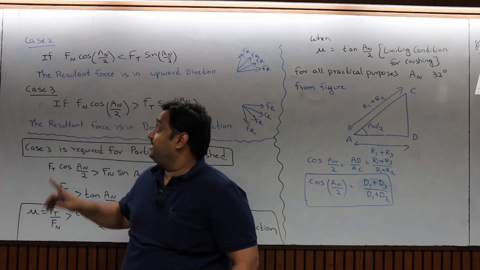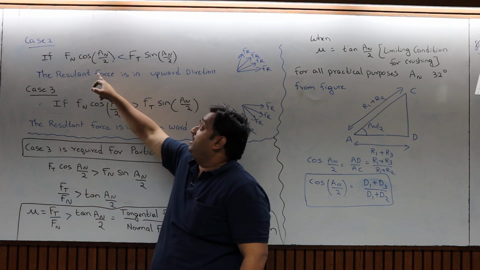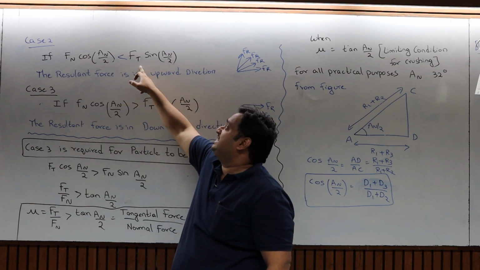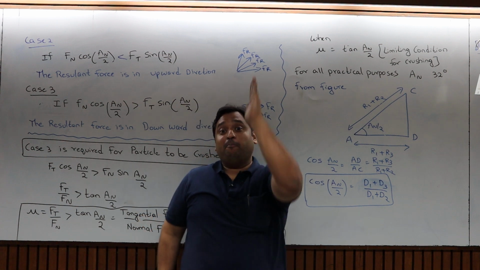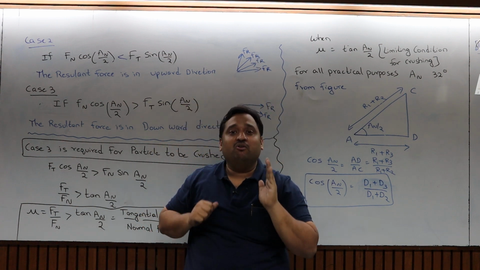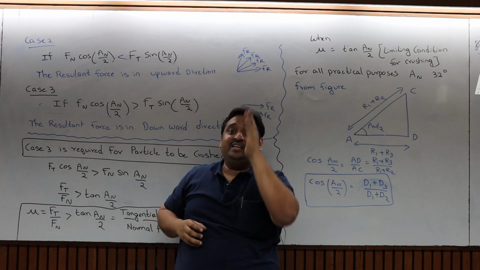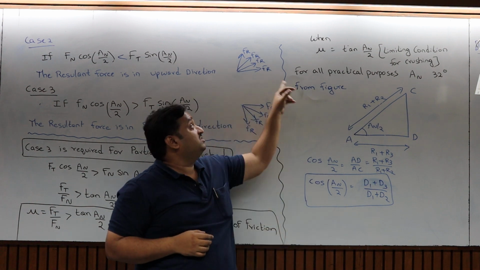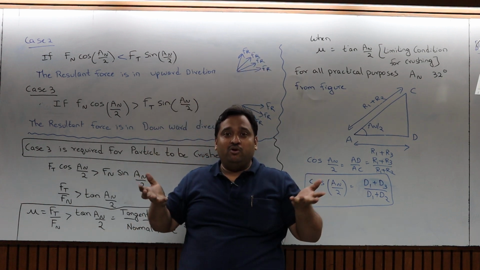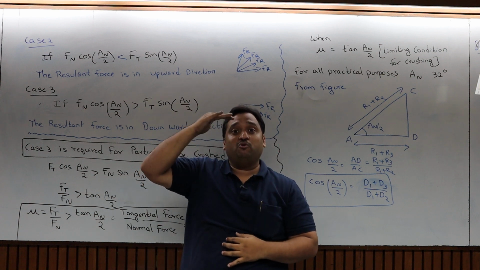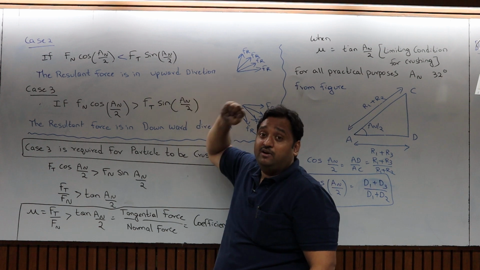So this is case 2. If Fn cos(an/2) is less than Ft sin(an/2), that means the upward force is more than the downward force. What happens if you keep the particle over there? The resultant is in the upward direction, so the particle will try to lift up and jump over the rolls.